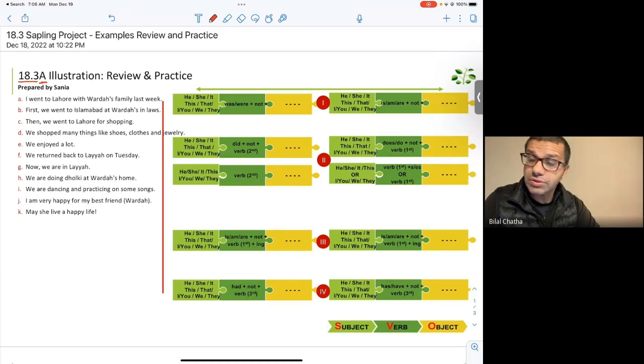Point 3, we usually do illustrations. Today we will illustrate what we did last time in our review. And then I have added some practice sentences. These sentences were prepared by Sania.